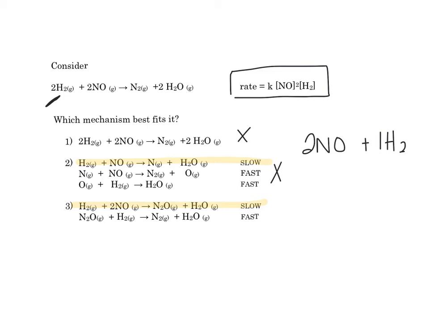And if you add up these two steps, the water vapors there, oh, this is what cancels. Here's your reaction intermediate, N2O. So if you add these up, 2 H2, 2 NO, 1 N2, 2 H2O vapor. So this is your reaction mechanism for this reaction.